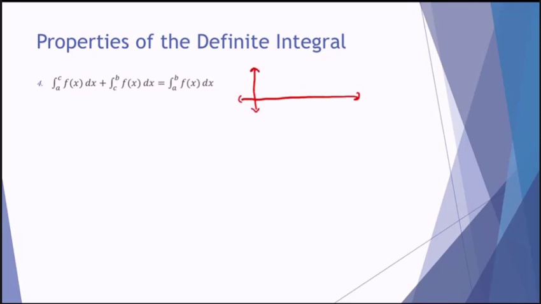If you've got a function, and let's say you were looking for area under the curve from a to b, assuming that c is somewhere in between a and b, let's say it's here, you could add up the area between a and c, add that to the area between c and b, and that would give you the total area from a to b. Again, you have to make some assumptions. Continuous function, c is in between a and b, etc. But that is another one of the properties we will make use of.